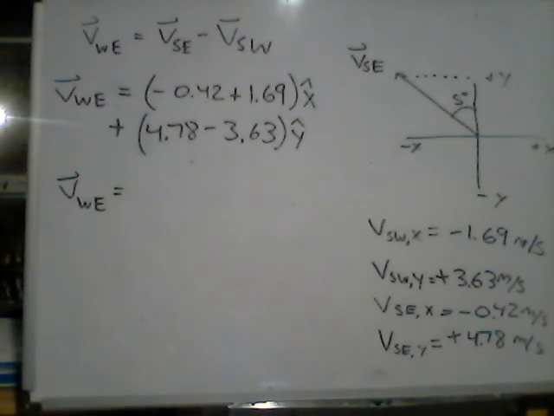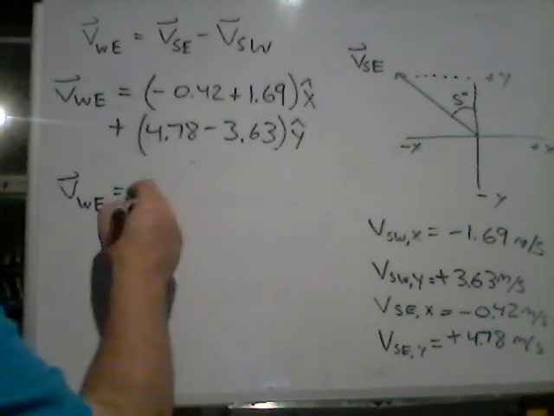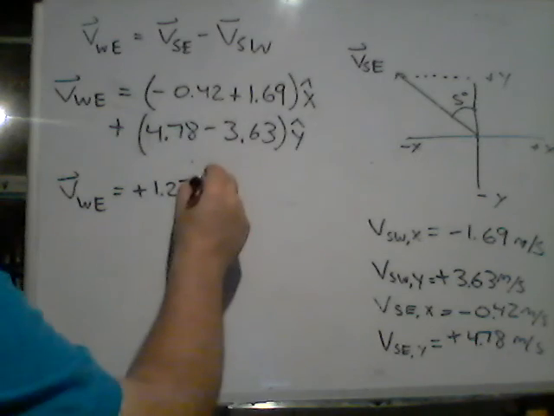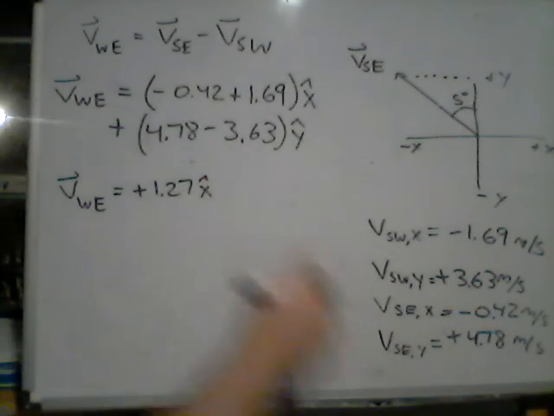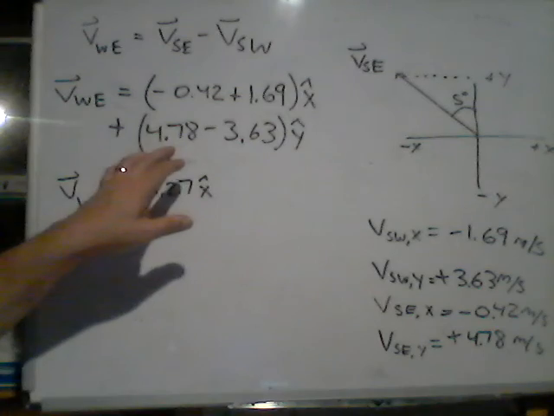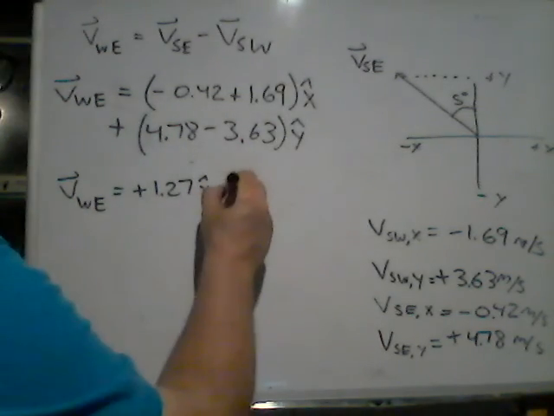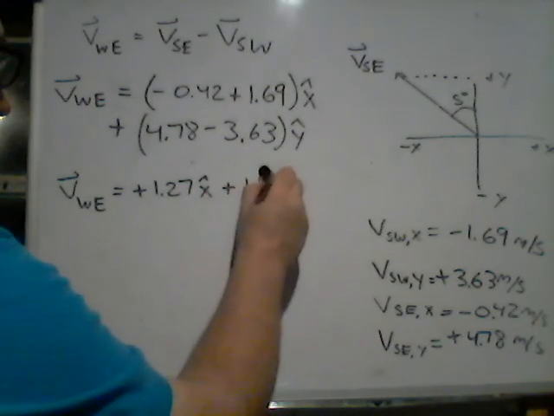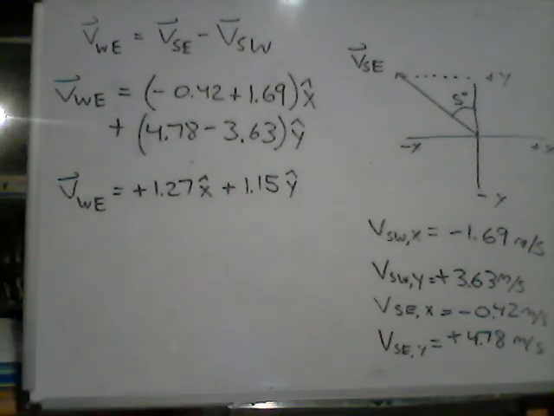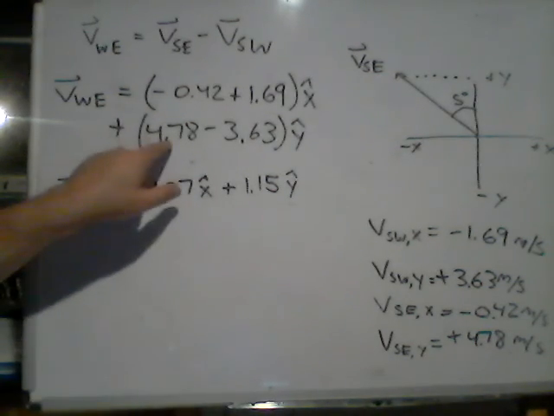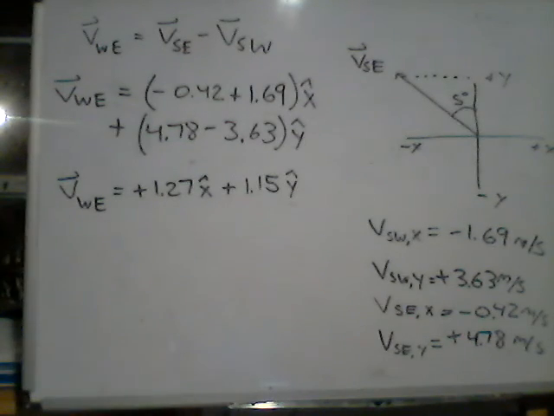So 1.69 minus 0.42, that becomes positive 1.27 X hat. And then 1.69 minus 3.63, I'm sorry, 4.78 minus 3.63, that's going to be positive 1.15 Y hat. So again, negative 0.42 plus 1.69 is 1.27 X hat. 4.78 minus 3.63 is 1.15 Y hat.